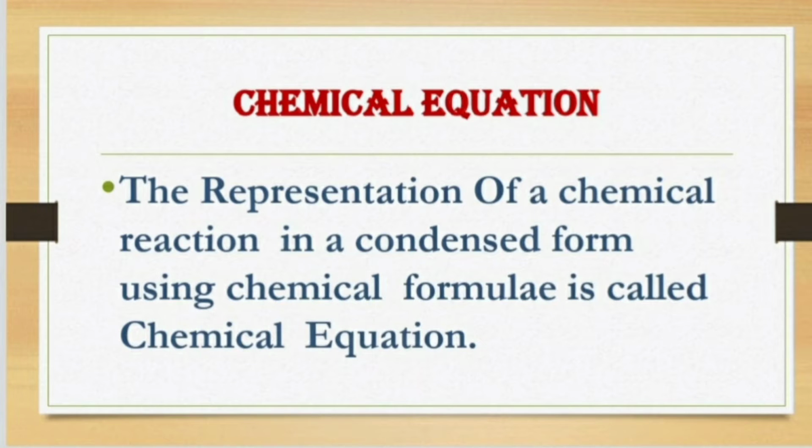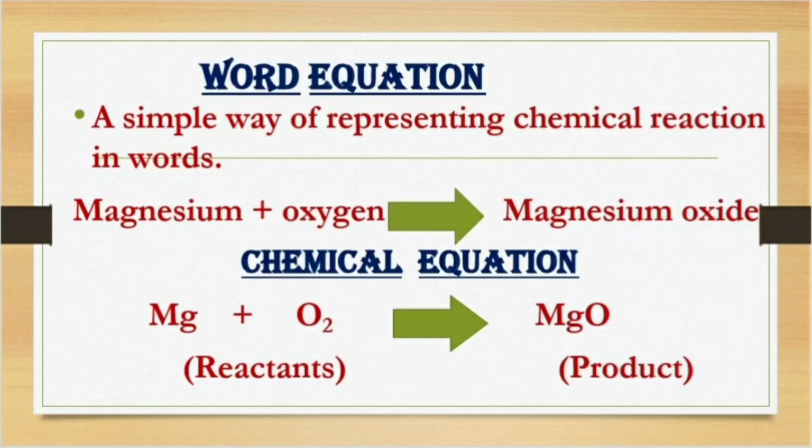So what is a chemical equation? The representation of a chemical reaction in a condensed form using chemical formulae is called a chemical equation. Here the formula of magnesium is Mg, oxygen is O2 and magnesium oxide is MgO. That is Mg plus O2 gives MgO. Mg and O2 are called reactants and MgO is the product.